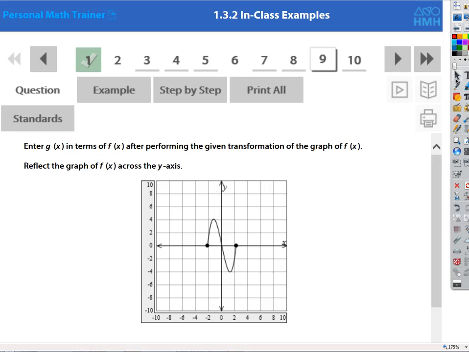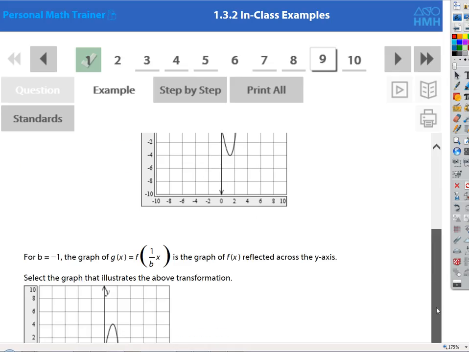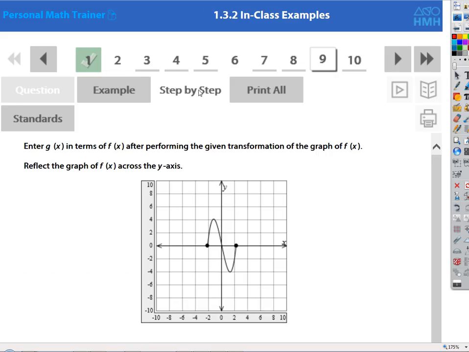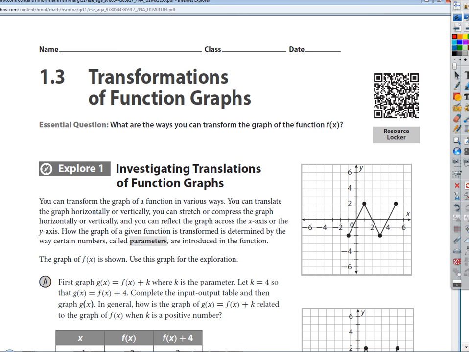What are these things? If you push this example button, you've probably done it. It loads up an example where you can look at the exact kind of problem you're doing. You can go through step by step, where it walks you through each step, and you can practice those. If you go to this, it pops up, it's on my other screen, the textbook that deals with that issue.